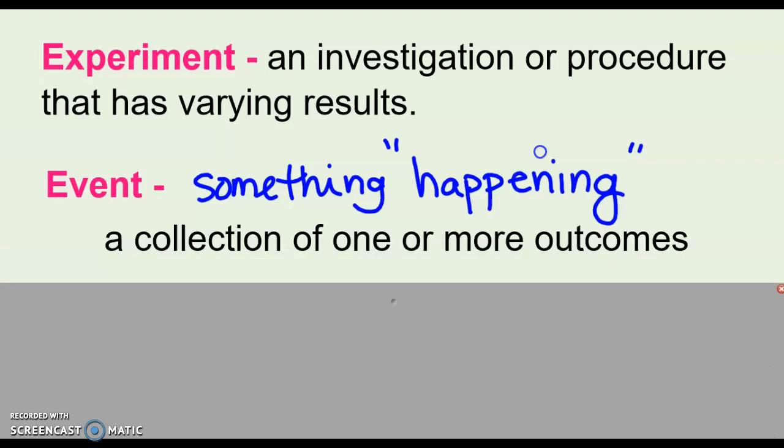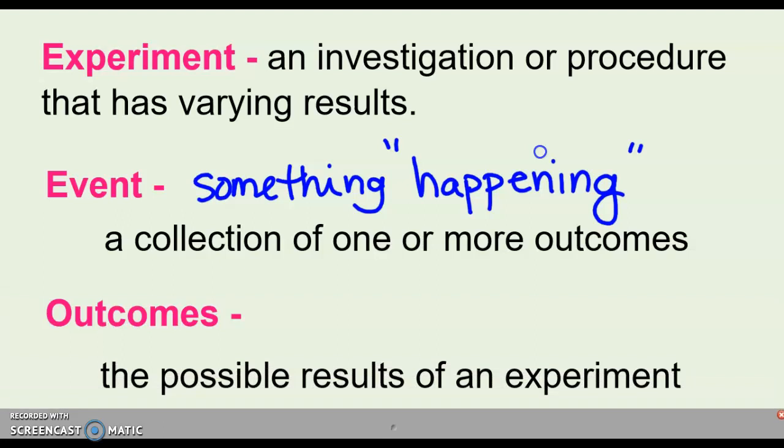The next word is event. So we're going to use the word event as just meaning that something's happening, right? You did something, you did the experiment, or you drew a card out of a deck, or you flipped a coin, or you rolled the dice, right? Something happened and there was one or more outcomes, okay? So when they say event in your homework or in this chapter, they just mean, okay, you did the experiment or you did the thing, and then we're going to be looking at the outcomes.